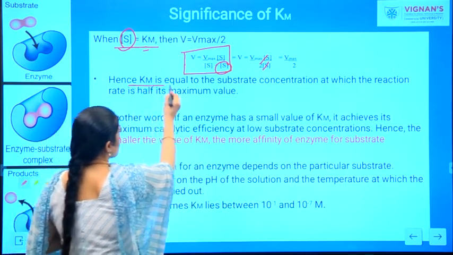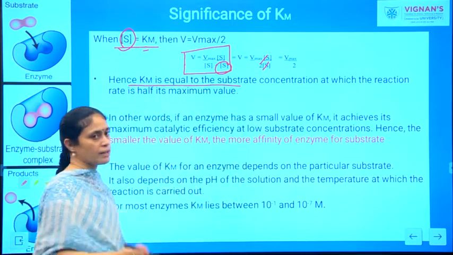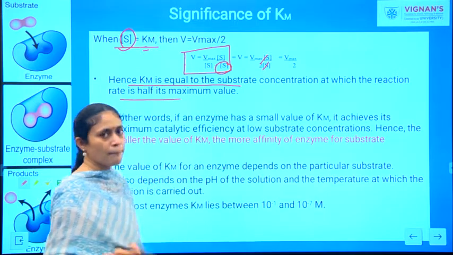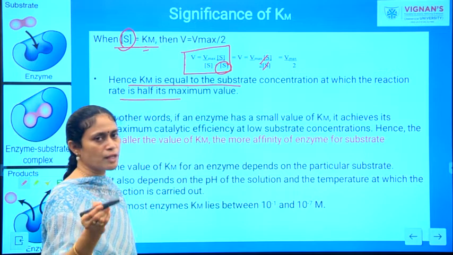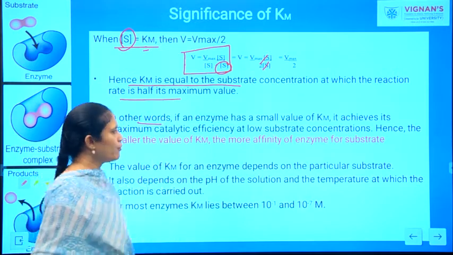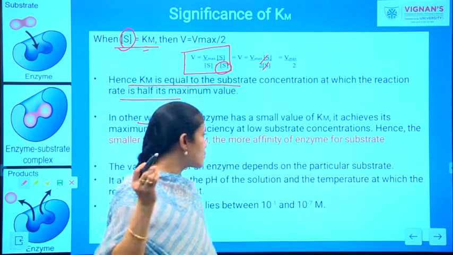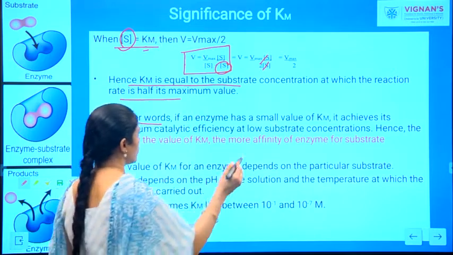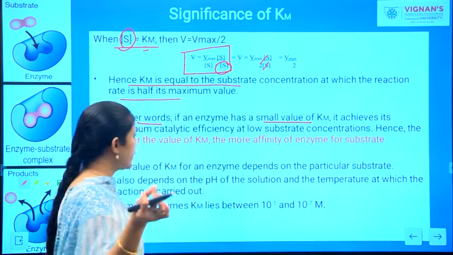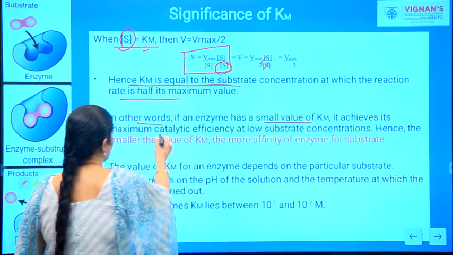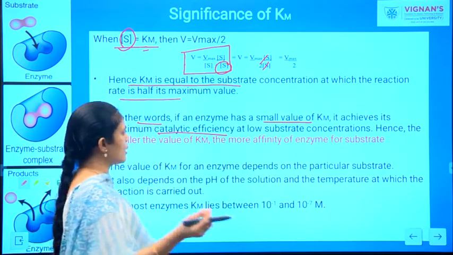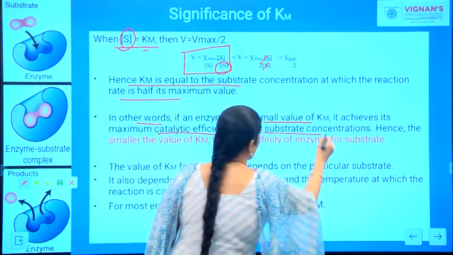So hence Km is equal to the substrate concentration at which the reaction rate is half of its maximum value, that is, V is equal to half Vmax. In other words, if an enzyme has a small Km value, it achieves its maximum catalytic efficiency at very low substrate concentrations.